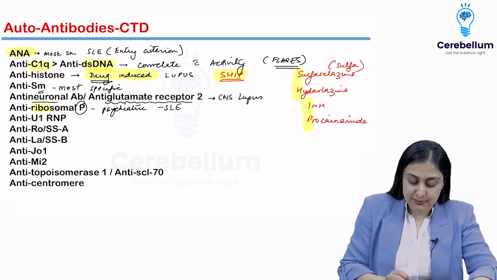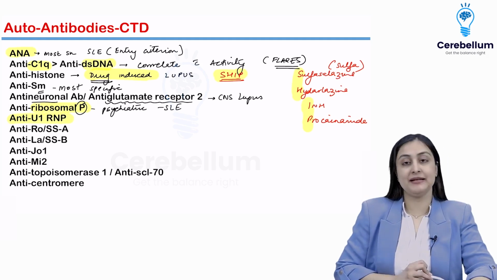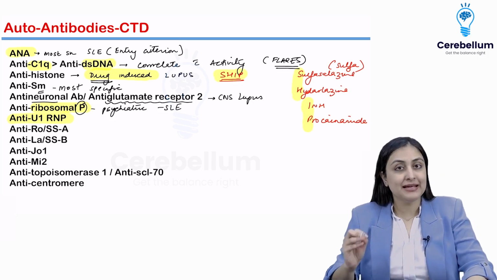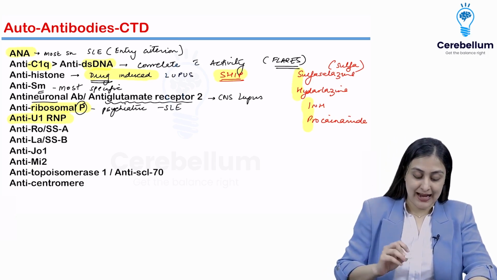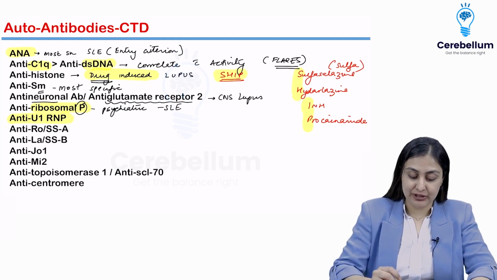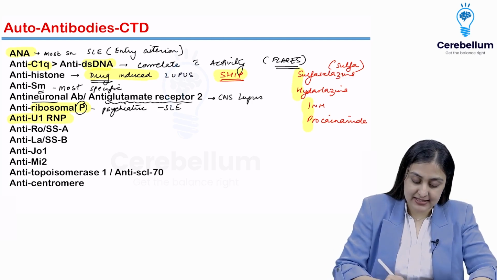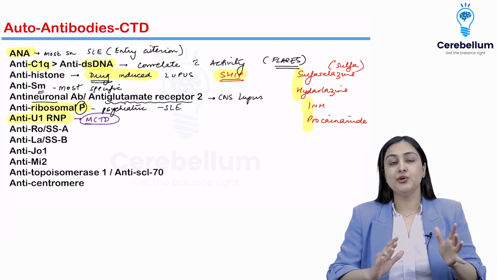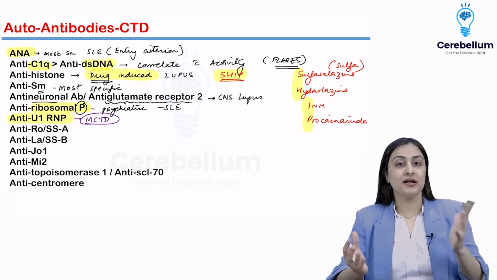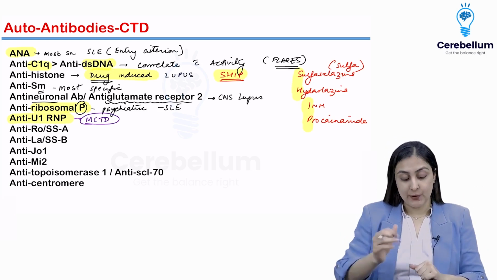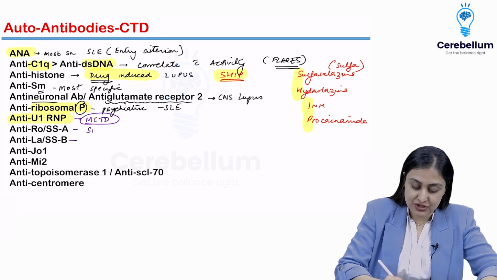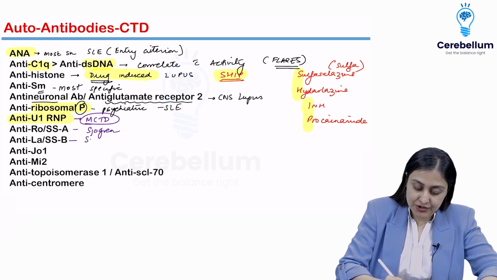Now I've kept ribosomal P and U1 RNP close together because that can get confusing. So remember, ribosomal P is psychiatric of SLE, but anti-U1 ribonucleoprotein is going to be denoting mixed connective tissue disorder. So this is for an overlap syndrome or a mixed connective tissue disorder where you have manifestations of SLE, RA, scleroderma coexisting. Then you have anti-Ro and La or SSA and SSB, which are both findings in Sjogren's syndrome.